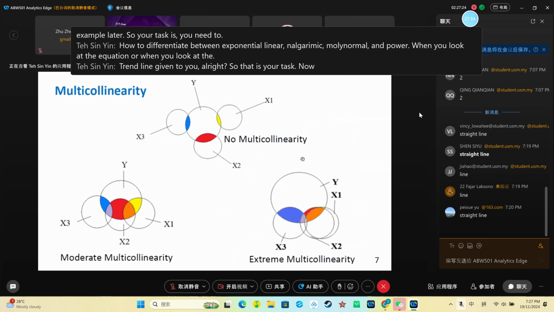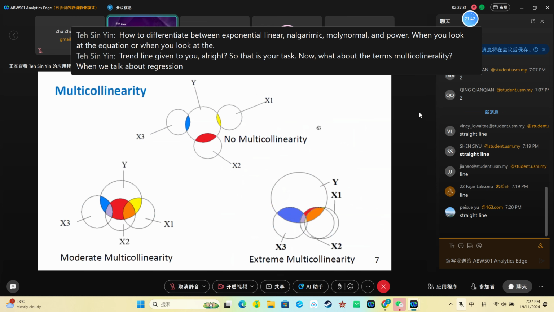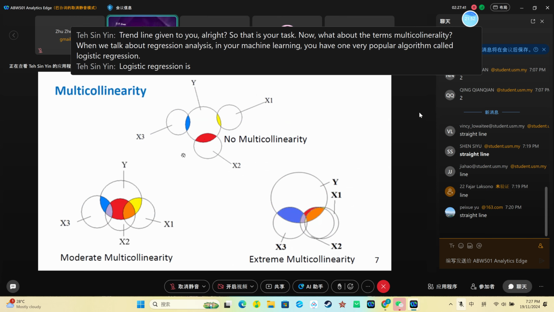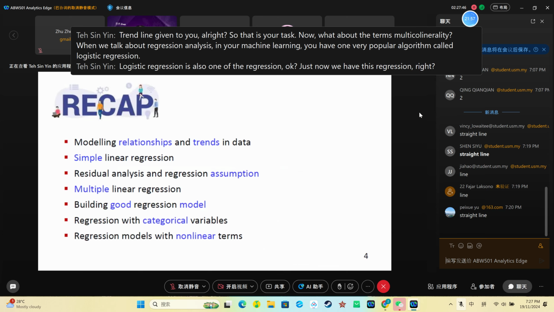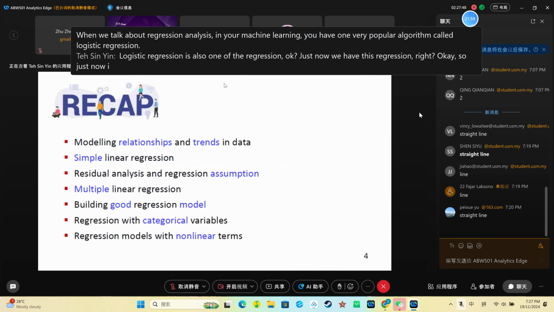Now, what about the term multi-collinearity? When we talk about regression analysis in machine learning, you have one very popular algorithm called logistic regression. Logistic regression is also one of the regressions. Just now we have this regression, right? Let me write one more time. For simple linear regression, you have this, let's say 5 plus 2x.